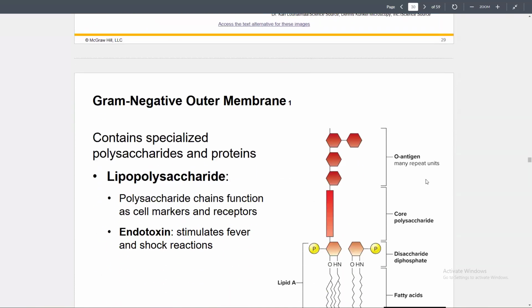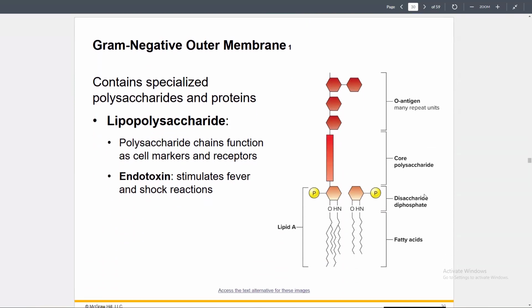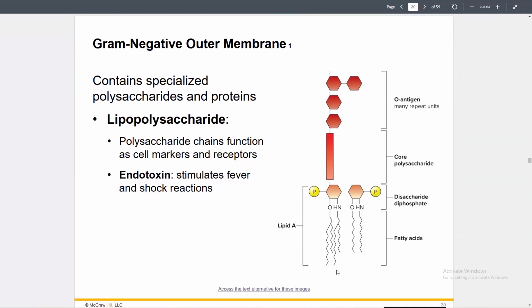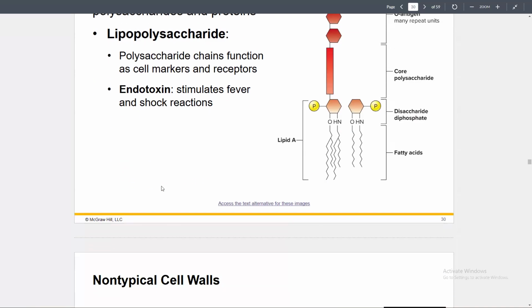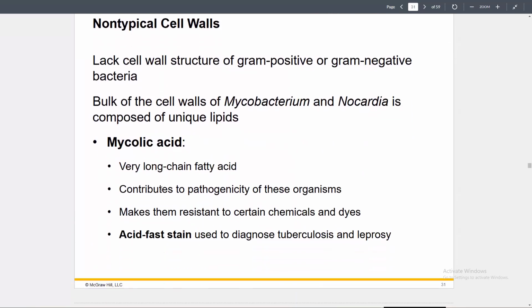Here's lipopolysaccharide. Again, I'm not making you draw it or recognize it, but this is just showing us we have our lipid tail and we have a polysaccharide portion up here. This is also known as endotoxin because it stimulates fever. So think of endotoxin as the medical term and lipopolysaccharide as the science or chemical term. We also have some bacterial cells that do not have cell walls, or they have modified cell walls.